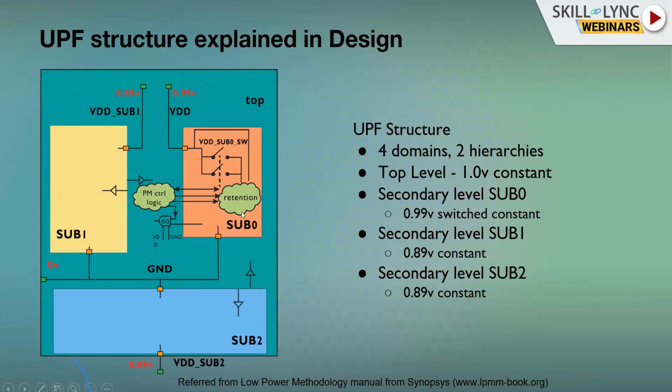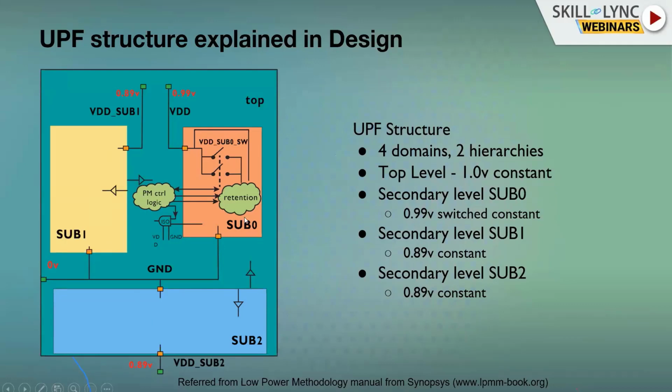This top domain, if you see the gray one, is 1 volt, and the secondary domain is operating at 0.99 volt. And the other secondary domain, sub 1, is operating at 0.89 volt. And the secondary domain here is also the same. These two are the same hierarchies, right? If you see, these two are the same hierarchies.